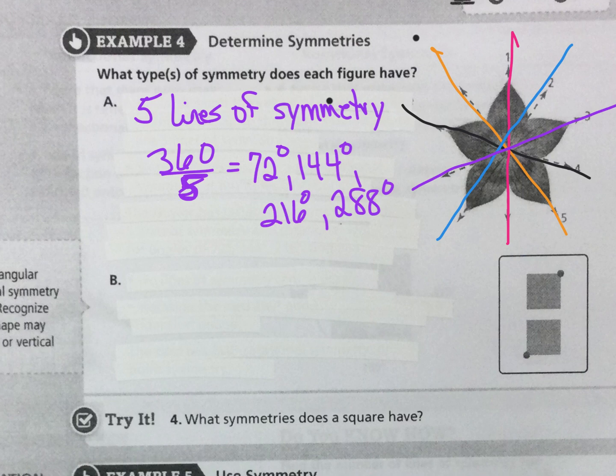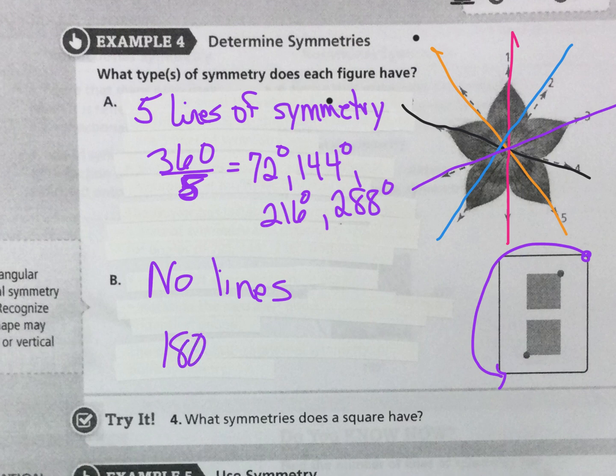So, and then this shape, there is no lines of symmetry. There's no symmetry that I can draw and it looked the same on both sides. But I could rotate it from here to here. So it has 180 degrees rotational symmetry.